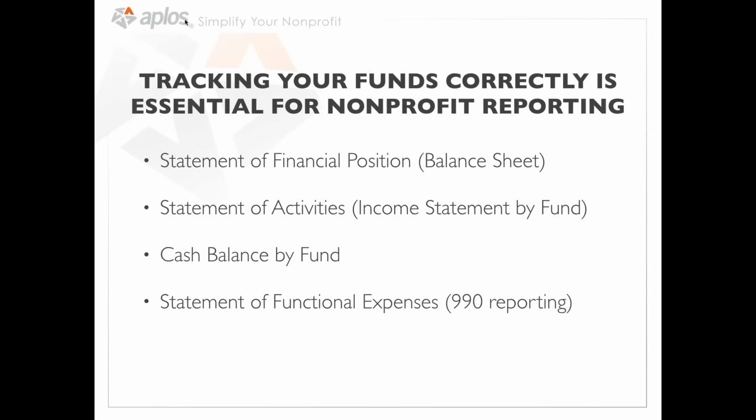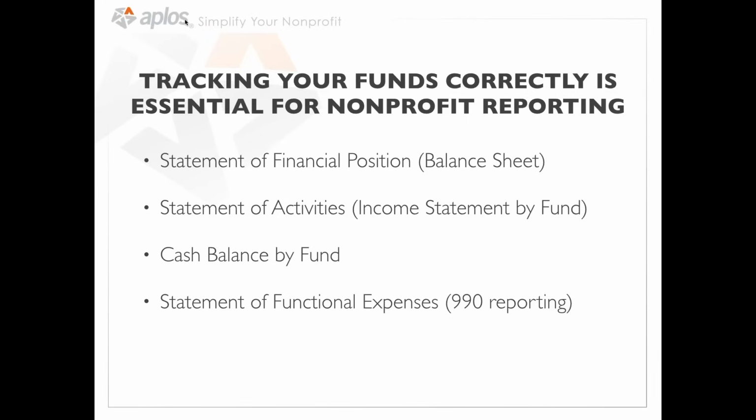Some of the reports that this results in are a statement of financial position, more commonly known as a balance sheet, and the statement of activities, again, more commonly known as an income statement. And if you have a financial system that's geared towards fund accounting, you can run both a balance sheet and income statement by fund. You can also see a cash balance by fund, as well as a statement of functional expenses, which is another one of those commonly advertised reports for nonprofits.